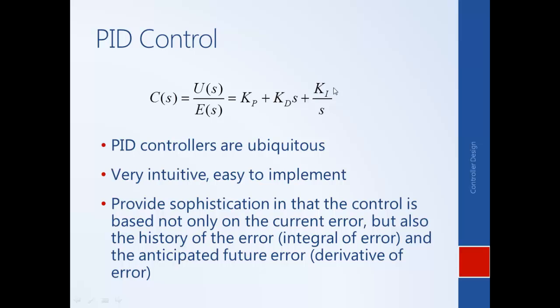Despite its simplicity, it's also relatively sophisticated in the sense that the control command isn't based only on the current error, which would be the part that's proportional to the current error, but it also depends on the history of the error, i.e. the integral of the error, and the anticipated future error, i.e. the derivative of the error. Those notions might not make a ton of sense quite yet, but we will delve into the PID controller a little bit more and build some intuition.